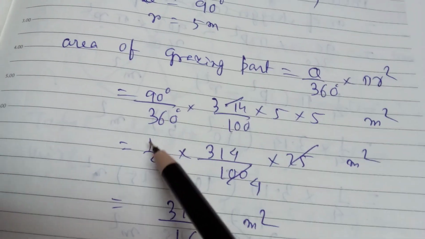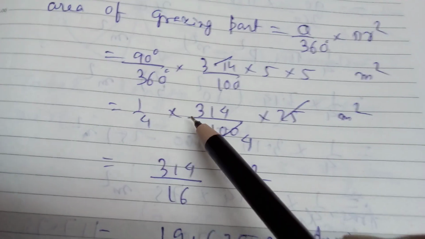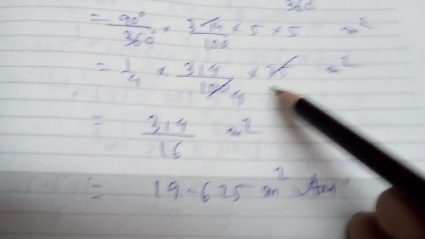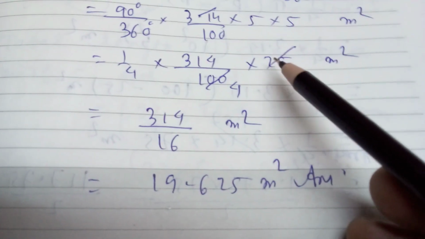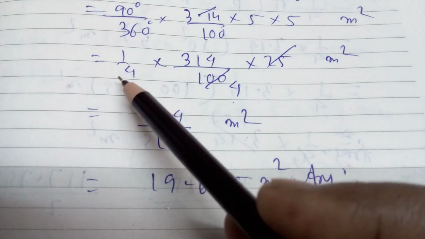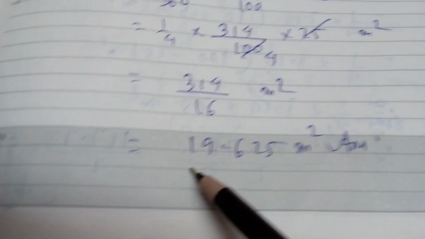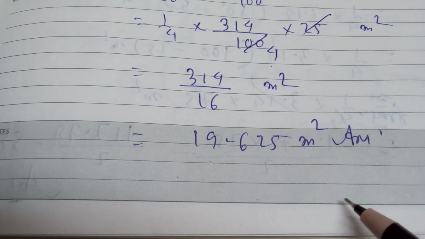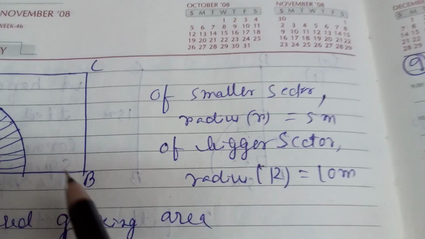90 4s are 360, so it is 1 by 4 into 3.14 into 5 into 5, 25. So after calculation, 25 4s are 100, and so 314 by 4 4s are 16. And after division, it is 19.625 meter square. Now next part of the question, this is the figure.